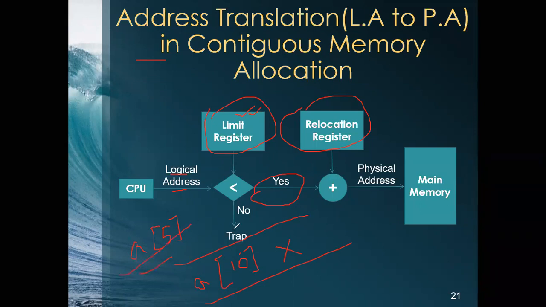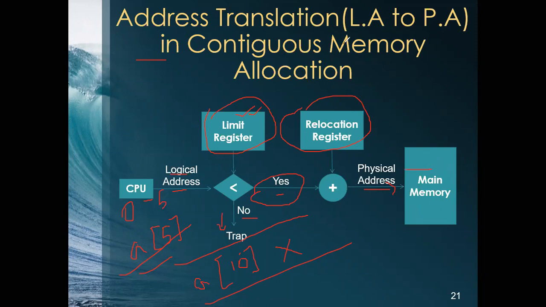There is nothing called array 10. So the limit register will check whether you are within your limit or not. Your limit is from 0 to 5. If you're not within your limit, it will go to a trap, which means it will generate an error. But if you're within your limit, if you want to access from array 0 to array 5, it will say okay, yes, go ahead. Then using the relocation register, it will do some math, plus or minus operation, and make sure that you can access the actual main memory.